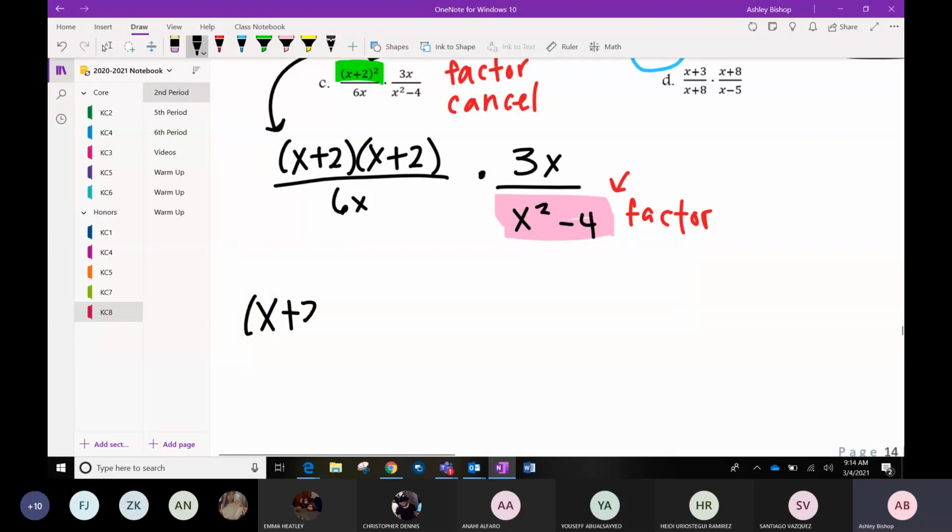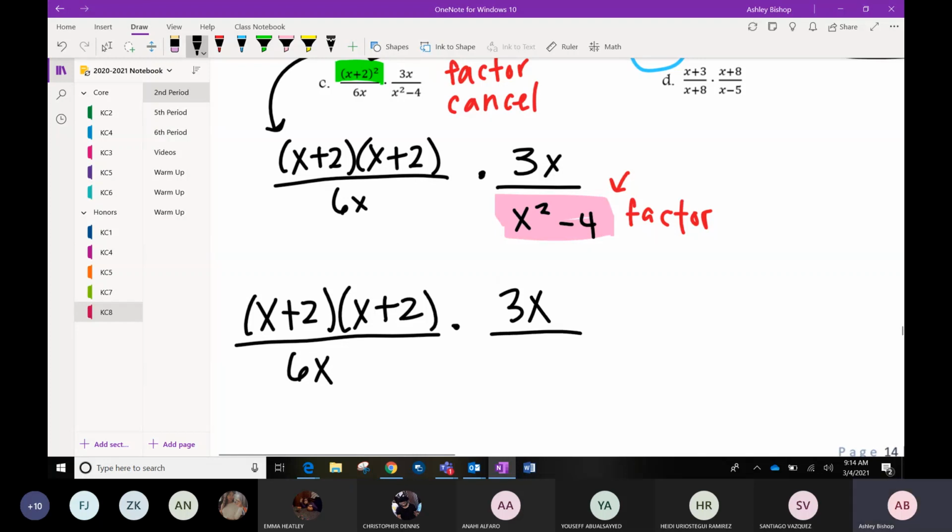So I'm going to have x plus 2, 6x over 6x times 3x. And then I hope you agree with me that since this is a difference of two squares problem, I take the square root of both things. I have x, and the square root of 4 is 2. So I have x plus 2. I take those two things and I add them to each other. And I take those two things and I subtract them from each other.